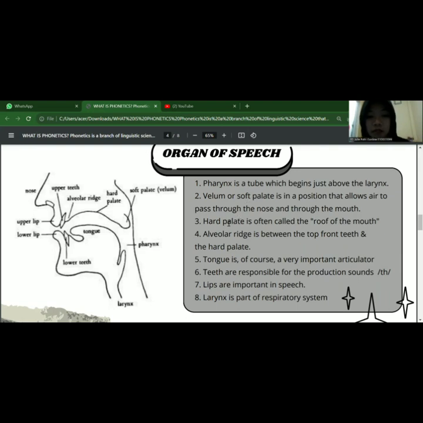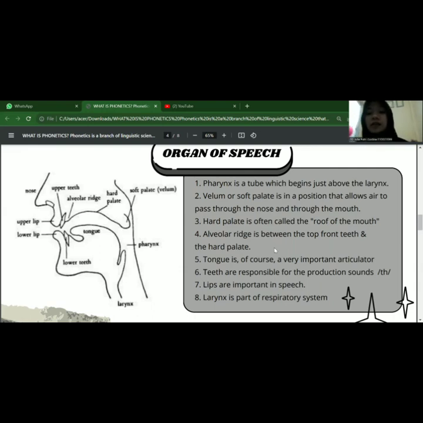And the next is the alveolar ridge, which is between the top front teeth and the hard palate. We can actually feel that between the hard palate and in front of our teeth. We can feel the different shape of the alveolar ridge. It is actually in the middle between the top front teeth and the hard palate.